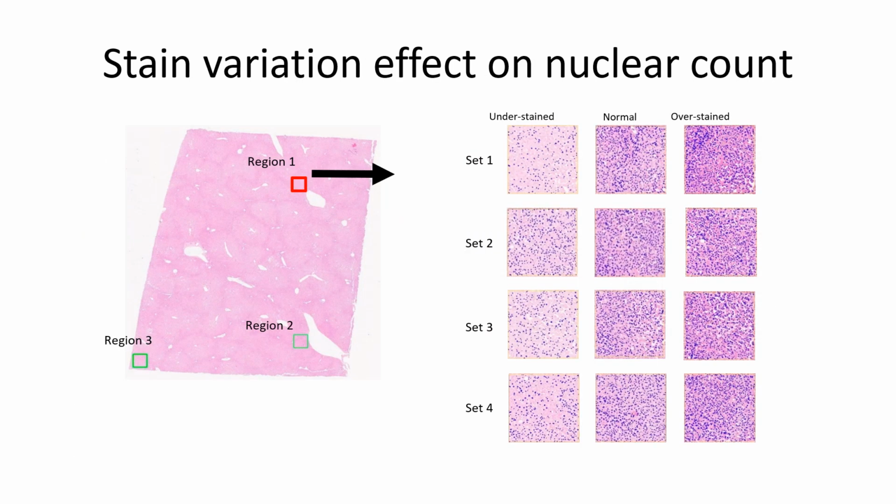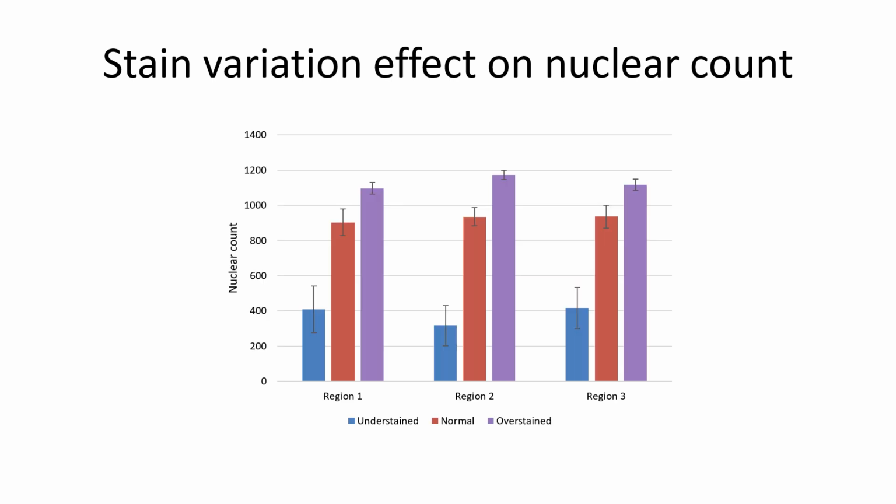So stain variation, what impact does it have? Well, this is a piece of liver, and we looked at 3 regions on the liver, and we looked at these regions with an understained, a normally stained and an overstained sample. We then looked at the automated nuclear count on those regions, and you can see here over those 3 regions that there is a variation in cell count from the understained to the overstained, and relatively consistent between the different sections. But which is correct?